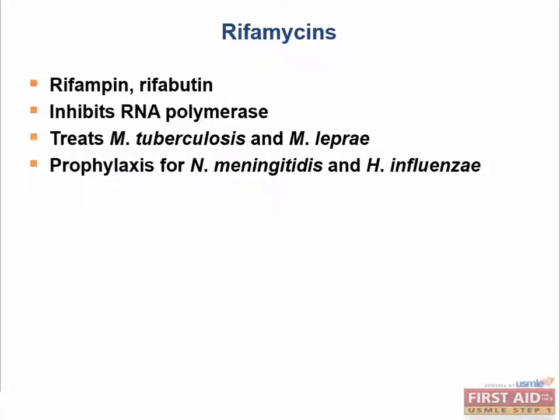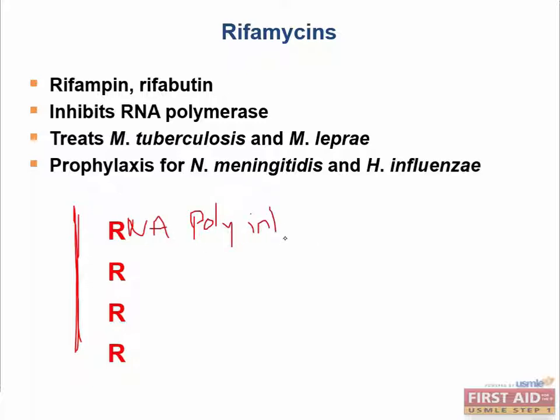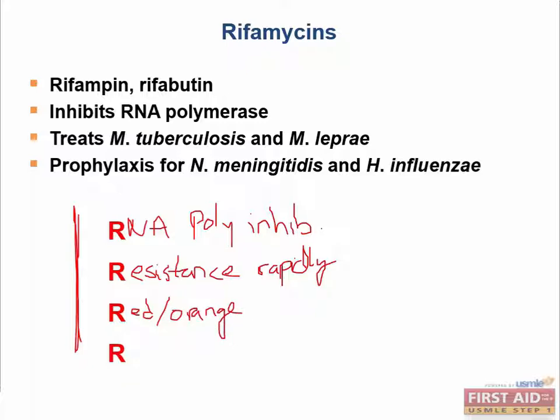A good way to remember the 4 important things that are likely to be tested on USMLE Step 1 about rifampin is to remember the 4 R's. R number 1 is that rifampin, or the rifamycins, are RNA polymerase inhibitors. The second R is that resistance to the drug develops rapidly when it's used as a monotherapy. The third R is that it can cause red-orange body fluids that can be very worrisome or scary to the patient. And finally, the fourth R is that it revs up cytochrome P450.